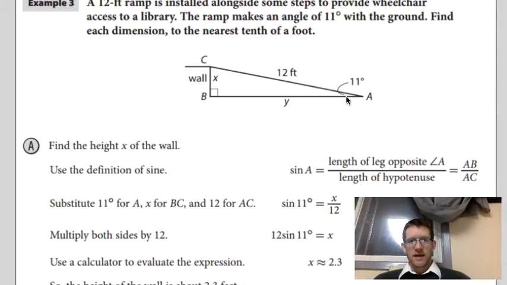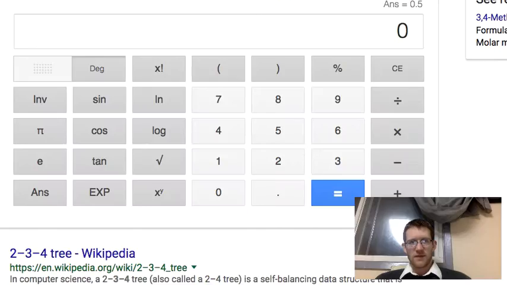So we can say that the sine of 11 is equal to x over 12. If I have sine of 11 equals x over 12, I need to solve for x. In order to do that, I just multiply both sides by 12. So I have 12 times the sine of 11 equals x. Let's practice punching that into our calculator real quick.